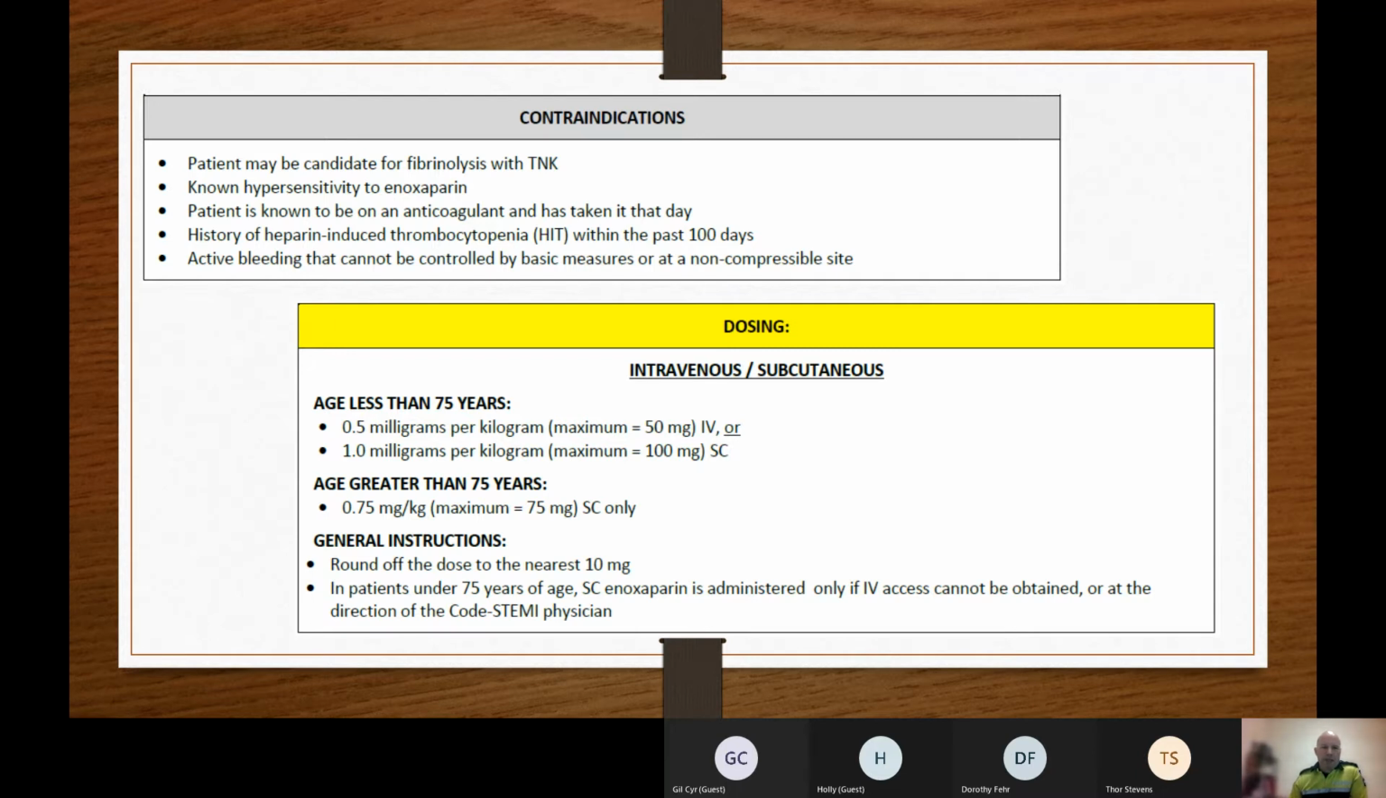If they're greater than 75, we're only going to give it subcutaneously, because the chances of causing bleeding when you give it IV goes up exponentially. So we're going to give 0.75 milligrams per kilogram to a max of 75 milligrams subcutaneously. Ideally IV is preferred with someone under 75, but sometimes you just can't get IVs on your patients, and then you can give it subcutaneously.